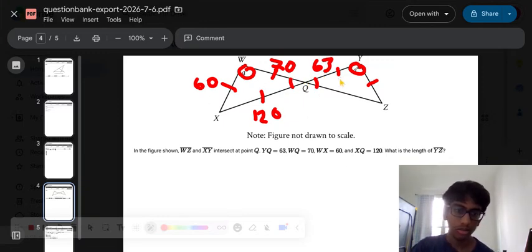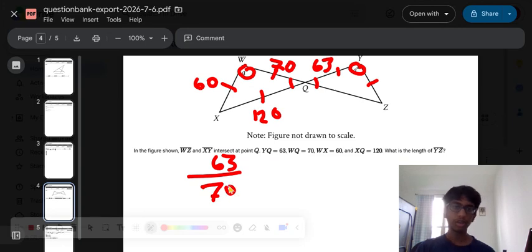Sorry, let me put it this way. So 63 is our YQ. And if we divide that by WQ, which is 70, that results in a proportion of YQ over WQ. This should be equal to the proportion of YZ over WX. WX is equal to 60. Okay, how can we figure this out?